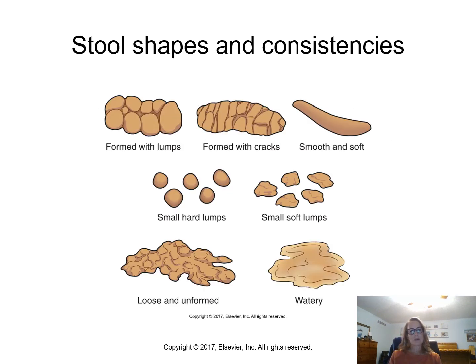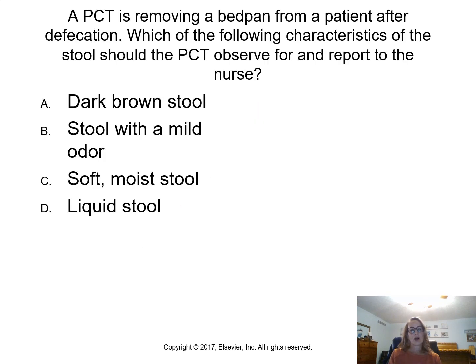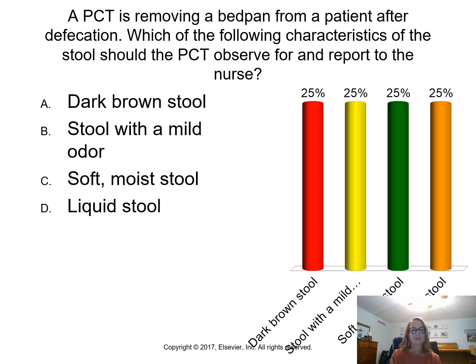And again, here are some of the shapes. So this formed with lump stool is more constipation. And this is watery. This is loose, unformed. It should be in the form of what your rectum is. All right, you remove the bedpan after the patient has a BM. Which of the following characteristics should you report to the nurse? All right, we're going to report a liquid stool because that is not normal. All the other ones are normal.